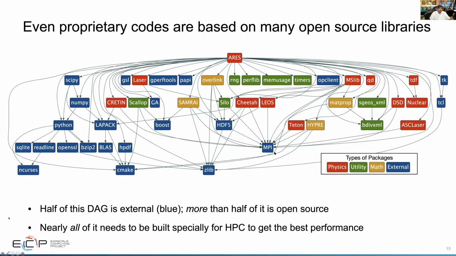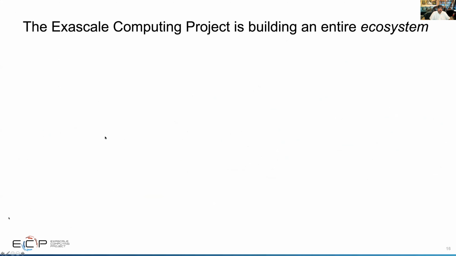Now, over here, you see the Aries toolchain, and half of this DAG is external, in blue, and more than half of it is open source software, like all of these packages. And nearly all of it needs to be built specifically on HPC systems to get the best performance.